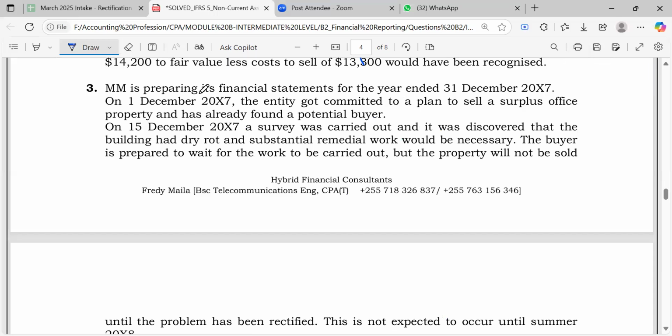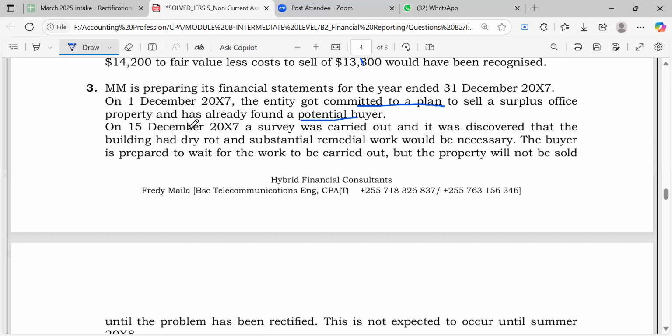It says MM is preparing its financial statements for the year ended 31st December 20x7. On 1st December 20x7, which is almost 1 month before the year end, the entity got committed to a plan to sell a surplus office property and has already found a potential buyer. The conditions are shown here. The entity is committed to a plan and has a potential buyer. So you have to state this.